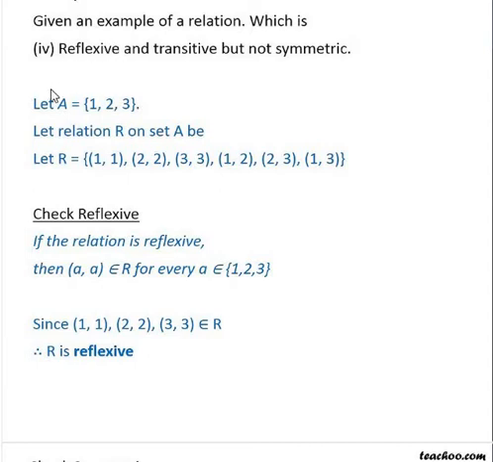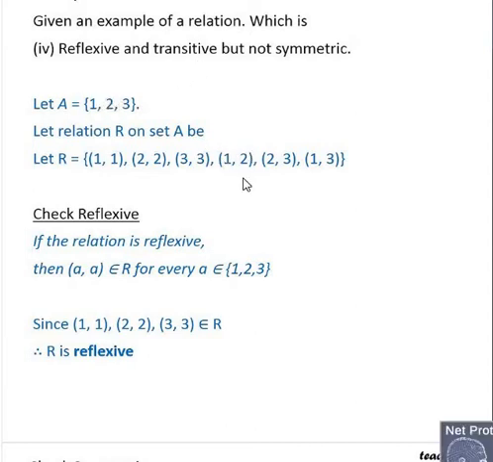So for reflexivity, again we are considering our set A. So let set A equal 1, 2, 3. If it is reflexive, then it should contain (1, 1), (2, 2) and (3, 3). So let us insert those ordered pairs, that is (1, 1), (2, 2) and (3, 3) here. Okay. Now it should be transitive.